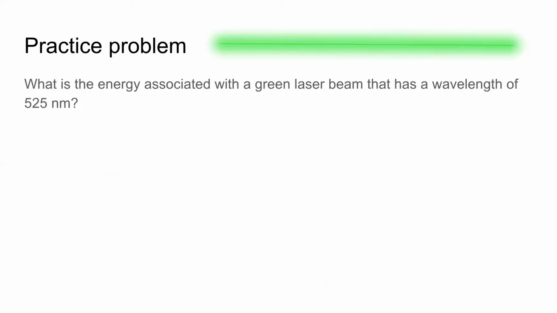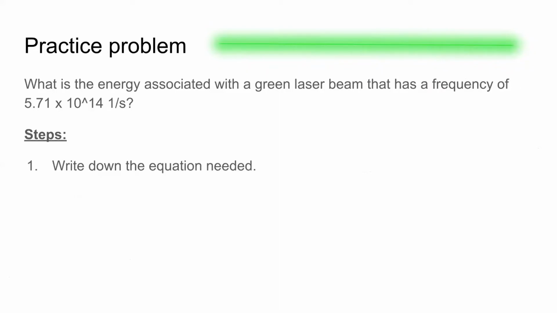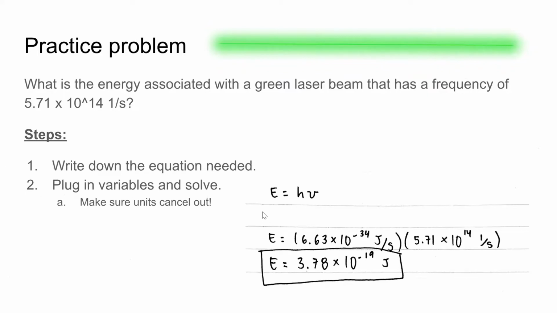Okay, so let's try another practice problem. What is the energy associated with a green laser beam that has a wavelength of 525 nanometers? For this one, you need to write down the equation that you need to solve first. So far, there's only one equation that we can use to solve for energy and frequency, which is the one we just looked at. So it's going to be this one right here. E equals frequency times Planck's constant, which your professor will give you on an exam.